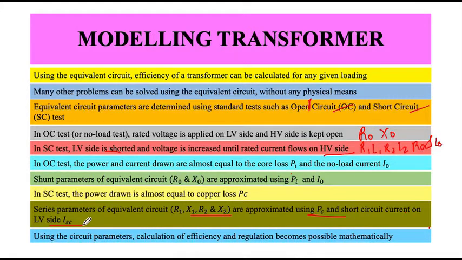And using the circuit parameters, calculation of efficiency and regulation becomes possible mathematically. So this is the process: do the open circuit test, do the short circuit test, identify the parameters. Once you identify all these parameters, the calculation just becomes a basic circuit problem. You can just look at the circuit and all these problems are translated for us. This is maybe possibly with a certain power factor.